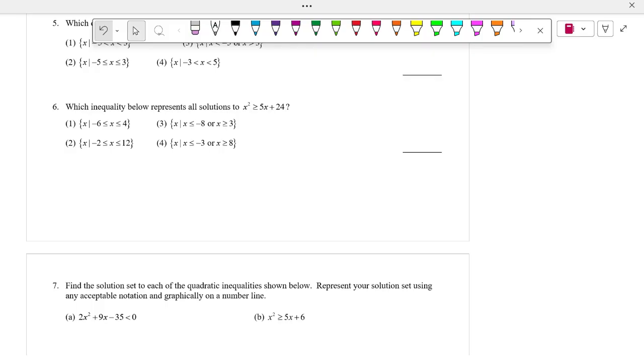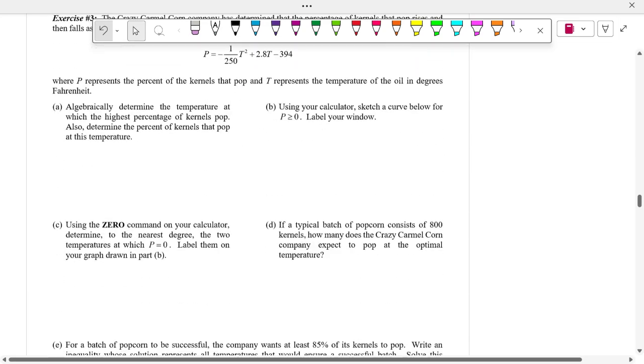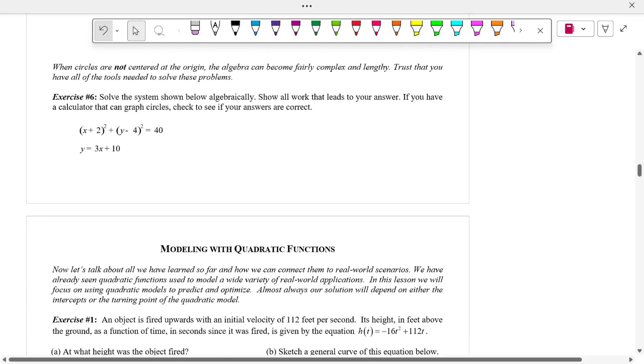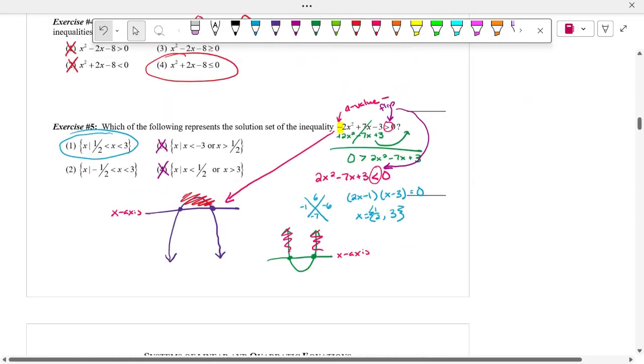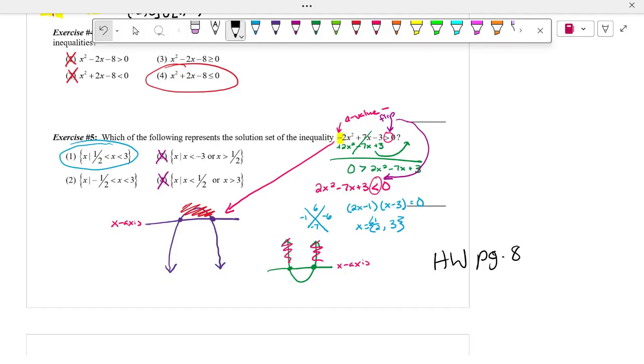Wait, so what's our homework? Your homework is pages 8 and 9. I'm checking it tomorrow. What is Friday's work gonna be? It depends on if we get through this or not. It depends how far we get tomorrow. We'll have to decide. Just check campus. Okay, that's good.